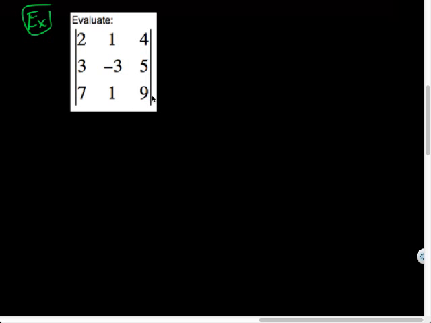And in order to do this, this is our process. I'm going to rewrite the first 2 columns on the right side of this. Okay? And I'm going to try to maintain the same spacing. So I'll write 2, 1. I'll write 3 and negative 3. I'll write 7 and 1. Don't worry, there's a reason for it.